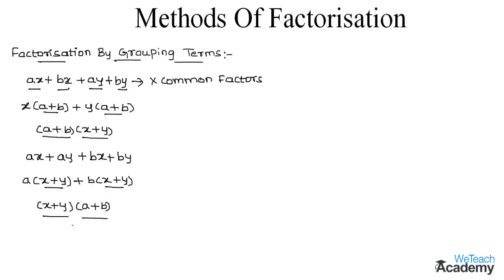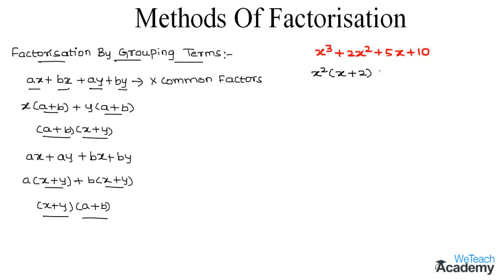Now let me try to explain this concept with the help of an example. So we have here the algebraic expression. We observe that there is no common factor to all the terms. So we use factorization by grouping terms. From the first two terms, we observe that x square is a common factor. So we get x square into x plus 2.